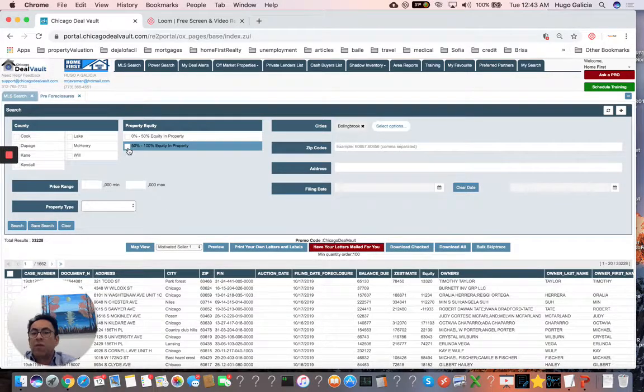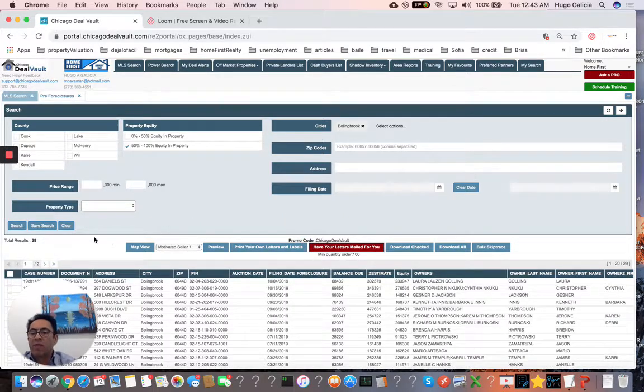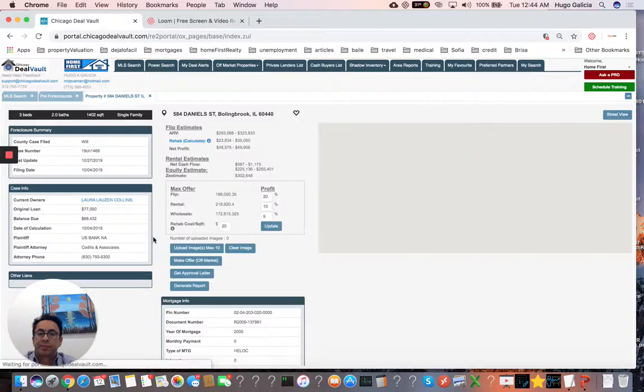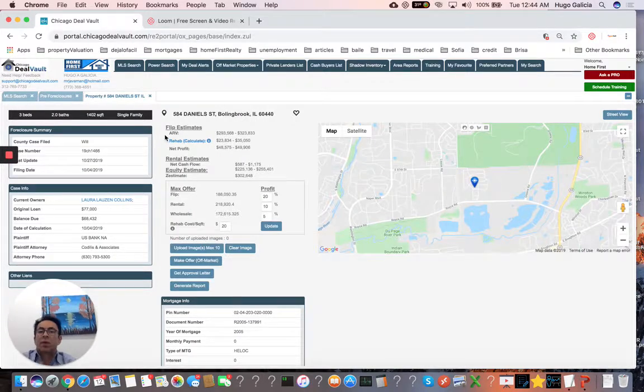Now we're going to look for only pre-foreclosures with high equity. Over 50% high equity in Bolingbrook. We found 29 pre-foreclosures with high equity. I will click on the first one. Okay, we found a great deal.